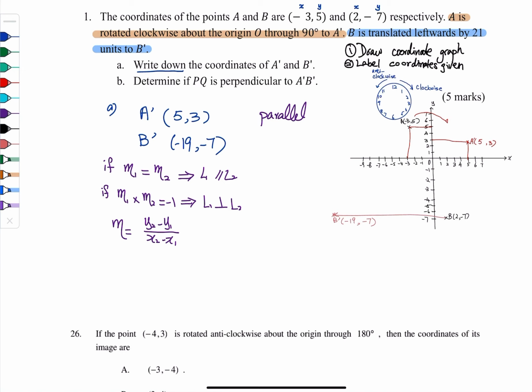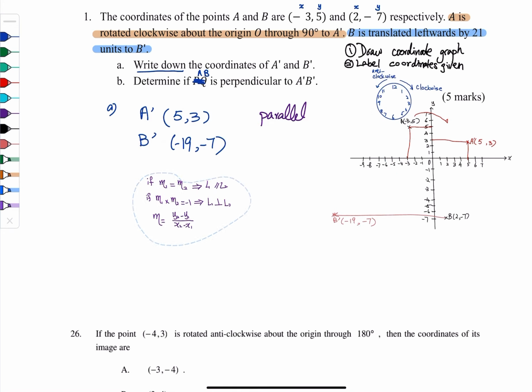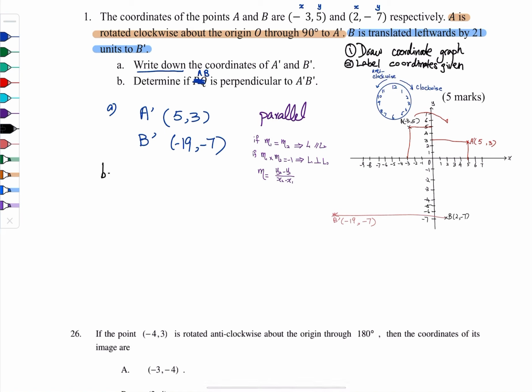Now the question is wrong here. It's not PQ. It should be AB. Remember to change it back. AB. Okay, so AB and A dot B dot. Okay, we have to check that. So let me put this on the side. Everything that's notes or something like that, I will put it on the side because those are not really calculation, right? So I will first find the slope of AB.